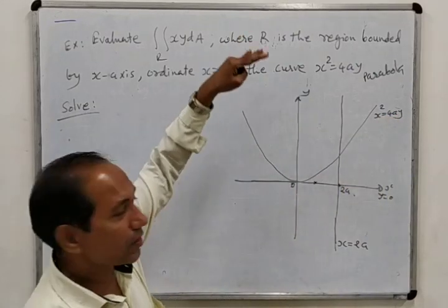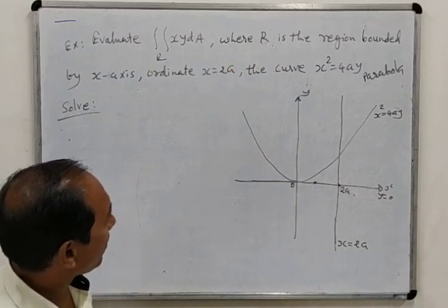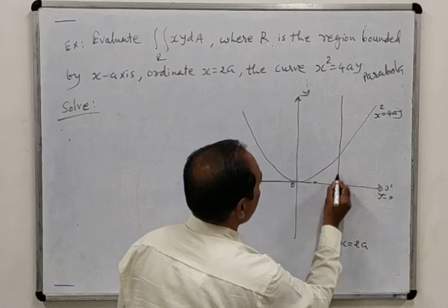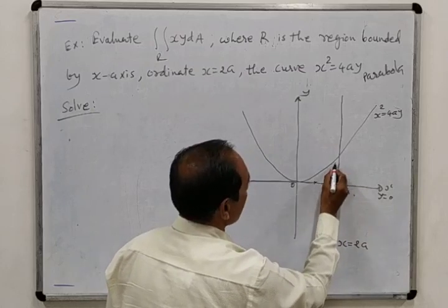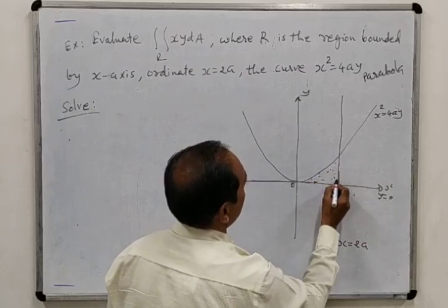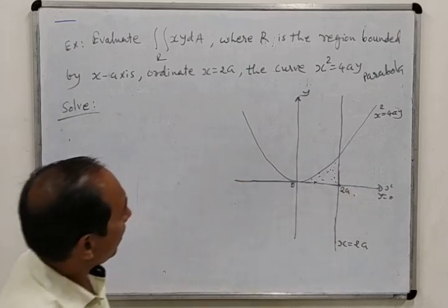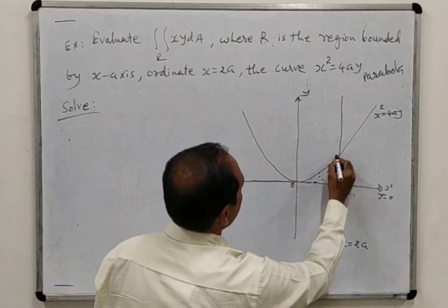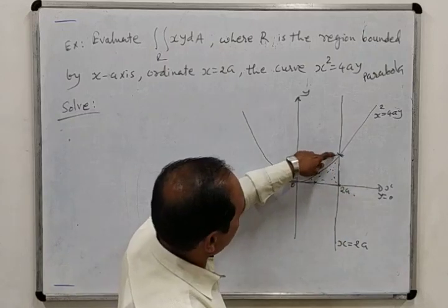It proceeds towards the y-axis. So now see, we will find out the region. Which is the region? This is the boundary given. This is also given. This is also given. So the region is this one. Okay. So now our region is identified. But before that, we will also find out this intersection point.